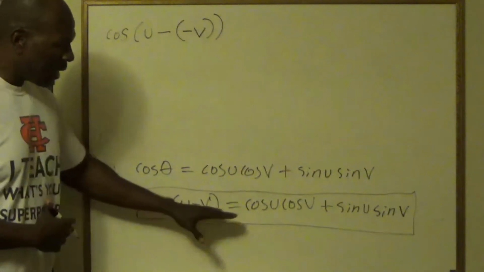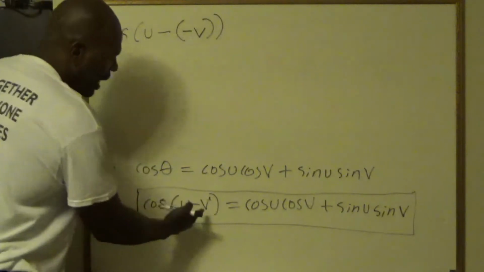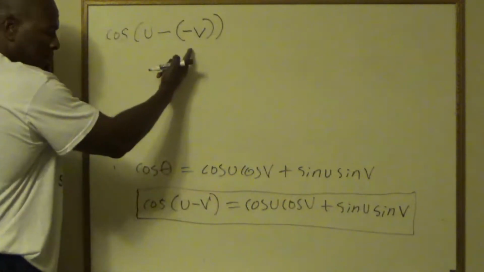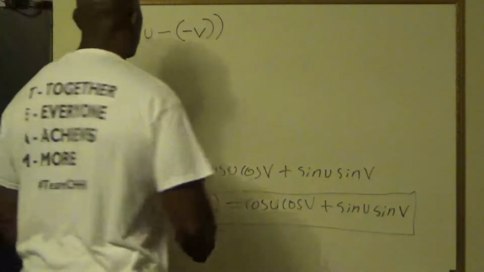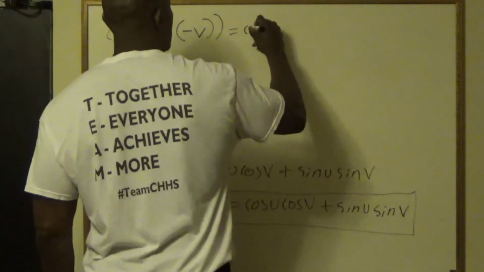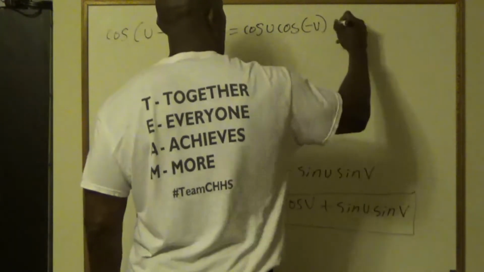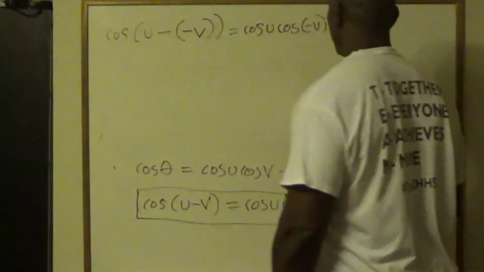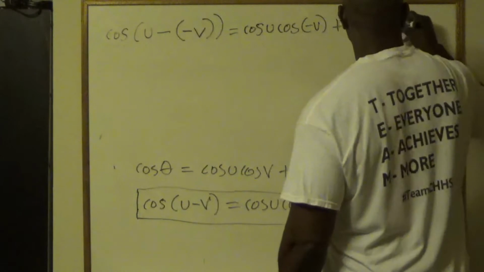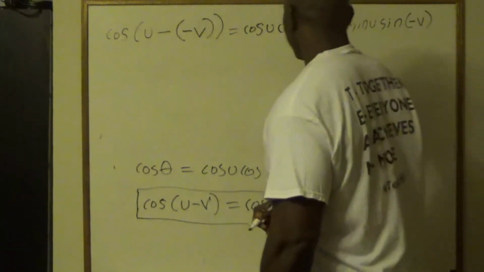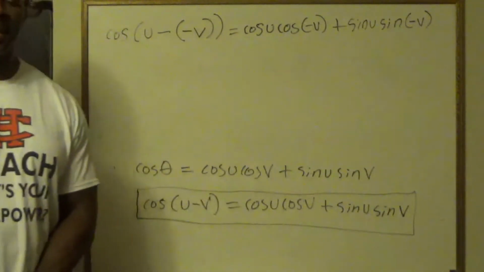So this is my difference identity. I already have that established. So I'm just going to plug in the values into this formula. My v in this case is going to be negative v. So everywhere you see a v in this formula, I'm going to plug in the negative v. That's going to be the difference. So this is going to be cosine u times cosine negative v, plus sine u times sine negative v.